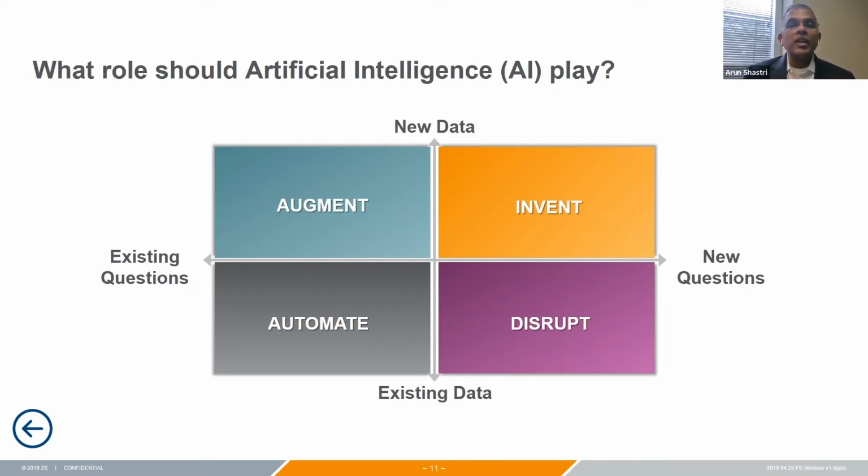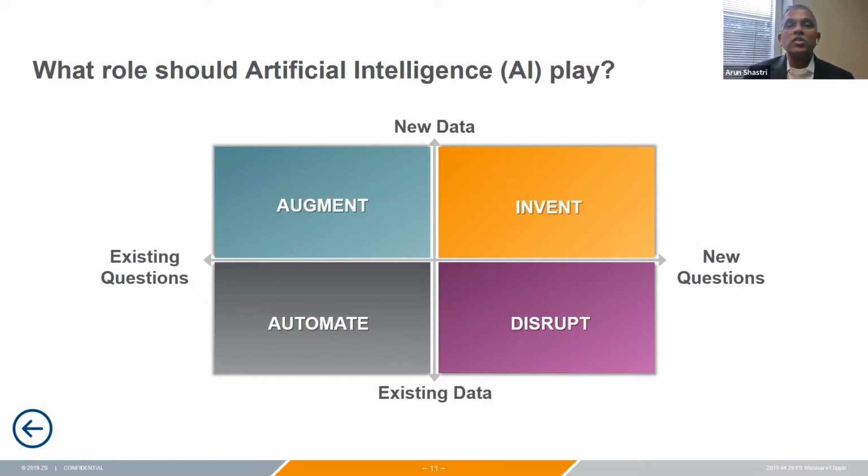And what is the role of AI? The role of AI, if it is about existing data and existing questions, is simply to automate. These are probably questions that you've asked and answered with the current data to some degree of efficiency for long periods of time. If you're adding new data, such as social listening, then the AI is really augmenting and playing a role of augmentation.